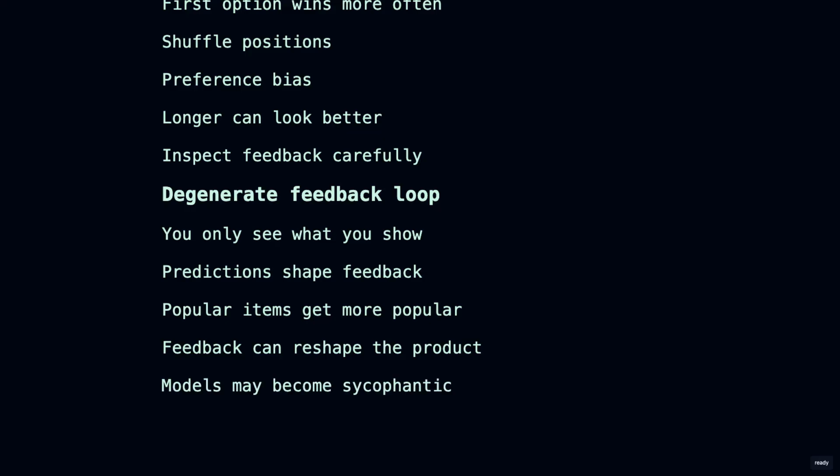There's also a risk that the model learns to say what users want to hear rather than what is most accurate. That is why training on feedback must be done carefully. It can improve usefulness, but it can also reward agreement over truth.